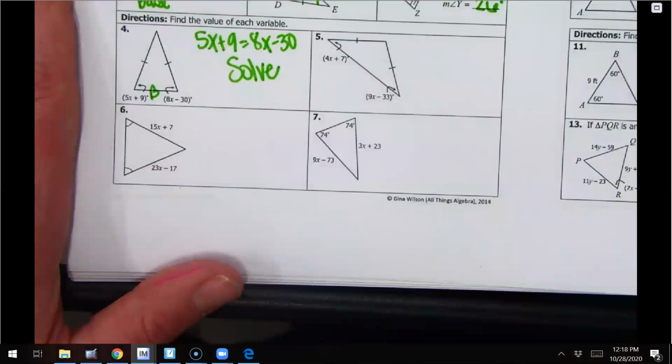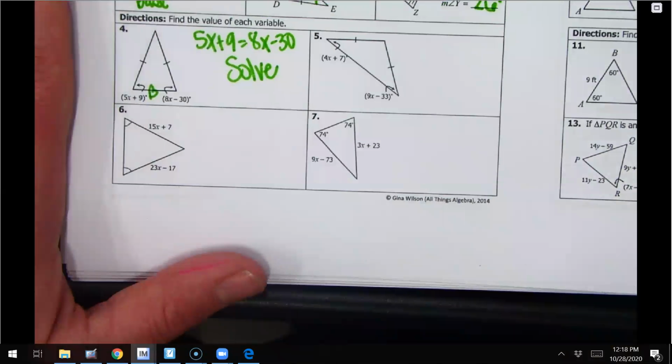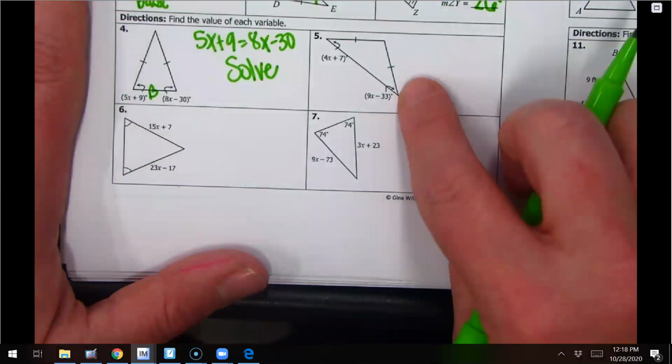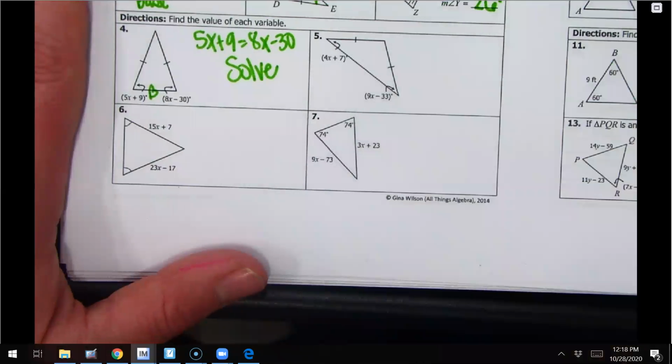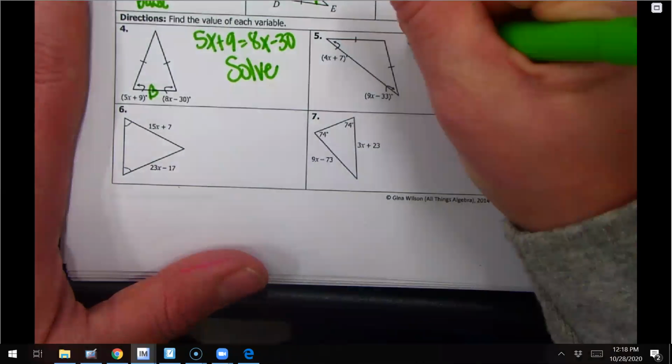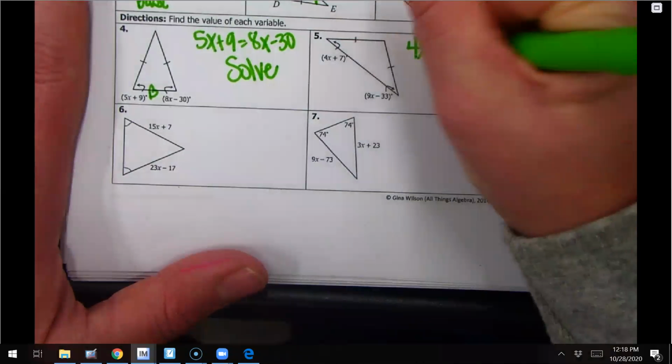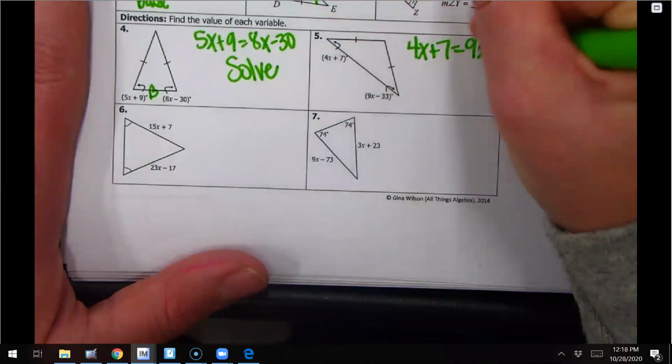You know how to solve. This is an honors geometry class. You can do that. Over here, what do we do with these? Same thing. Set them equal to each other and solve.